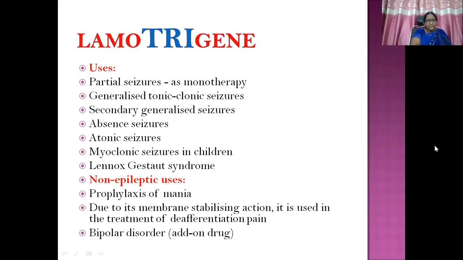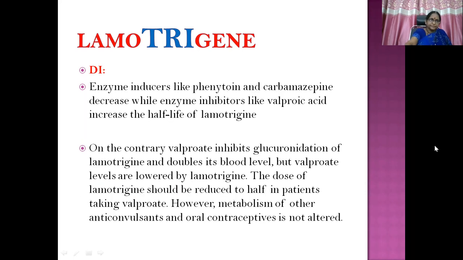Indications are partial seizures as monotherapy and generalized tonic-clonic seizures, because this molecule has broad spectrum antiepileptic activity, so it is used in various conditions. And then secondary generalized seizures, absence seizures, atonic seizures, myoclonic seizures in children, and Lennox-Gastaut syndrome. Non-epileptic uses are prophylaxis of mania and neuropathic pain, because of membrane stabilizing action by blocking sodium channels. And in bipolar disorder, it is used as an add-on drug.